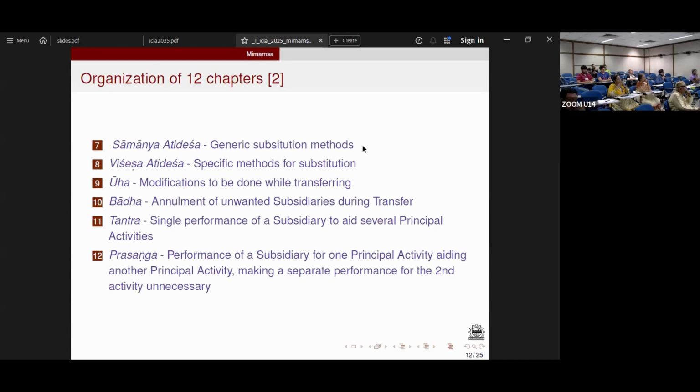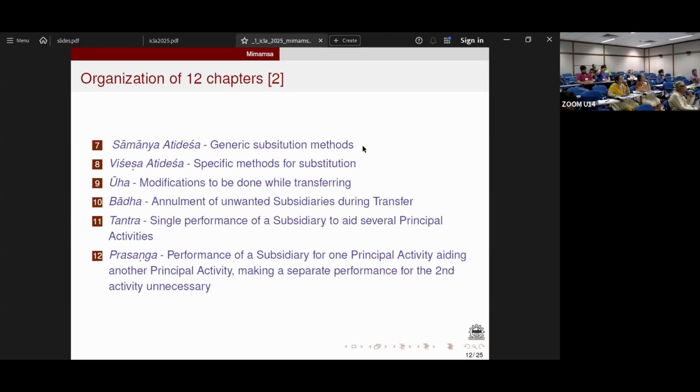Again, when you bring from a Prakriti to a Vikriti, from a main to a modified sacrifice, there are certain modifications which need to be carried out. How do you work out those modifications? For that there is chapter 9. Also, when you bring from the main to the modified one, certain things should not be carried out. How do you determine which is not to be carried out? Badha, to be prevented. That's the 10th chapter.